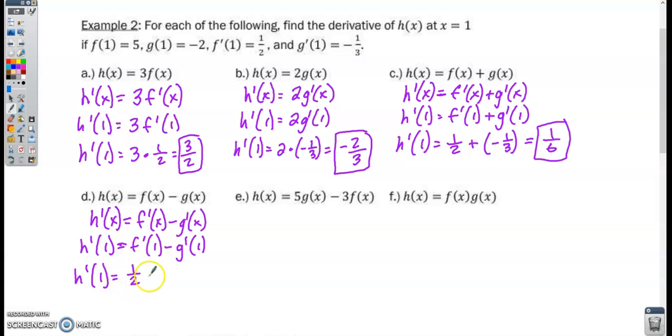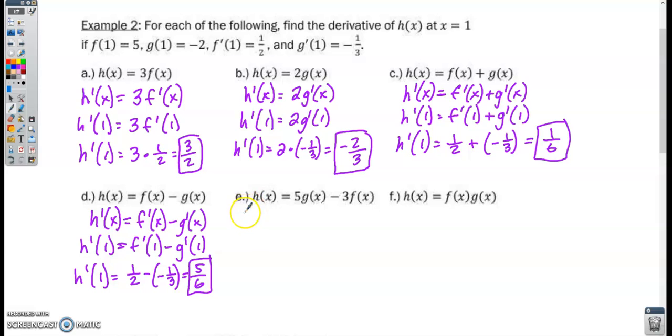F prime of 1 is 1/2. G prime of 1 is -1/3. This ends up being 5/6. By the way, notice we haven't used f of 1 and g of 1 yet. We've only used f prime of 1 and g prime of 1.